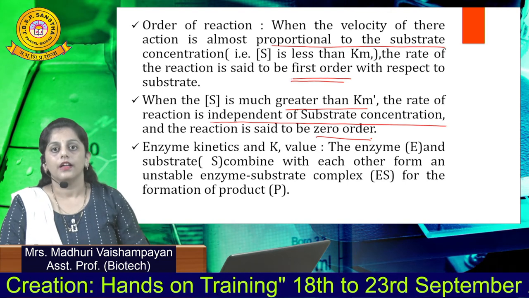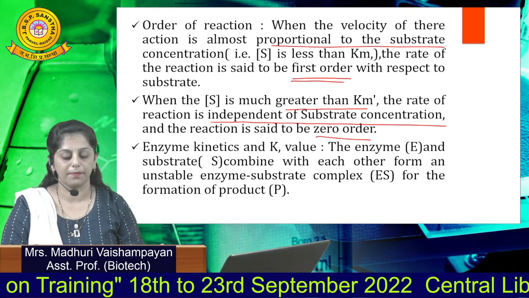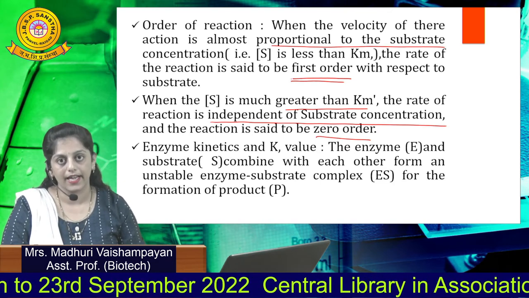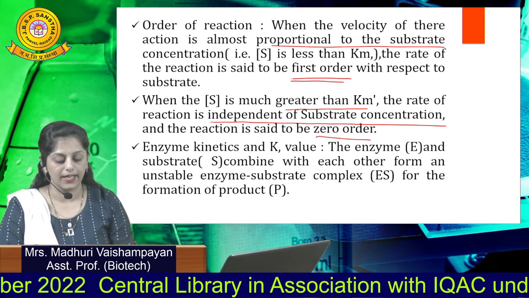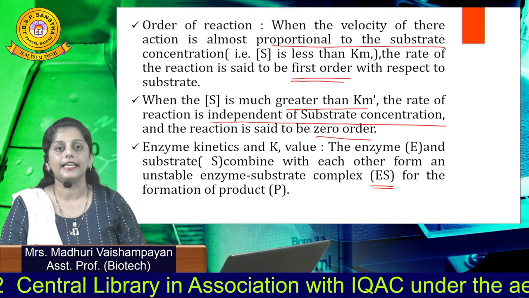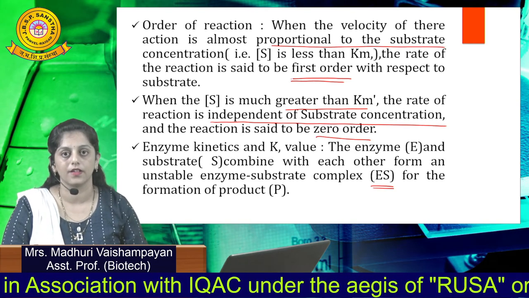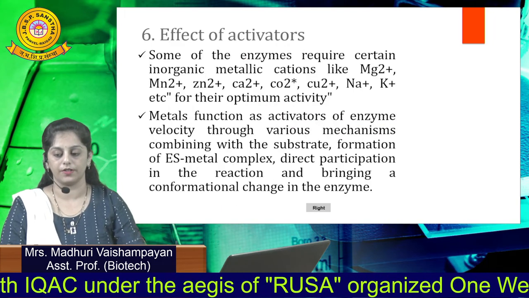Enzyme kinetics and K value: here the enzyme is represented as letter E, and substrate is represented as S, which combine together and form product. But before that, one intermediate state is there, and that intermediate state is known as the enzyme substrate complex, which is required for product formation.